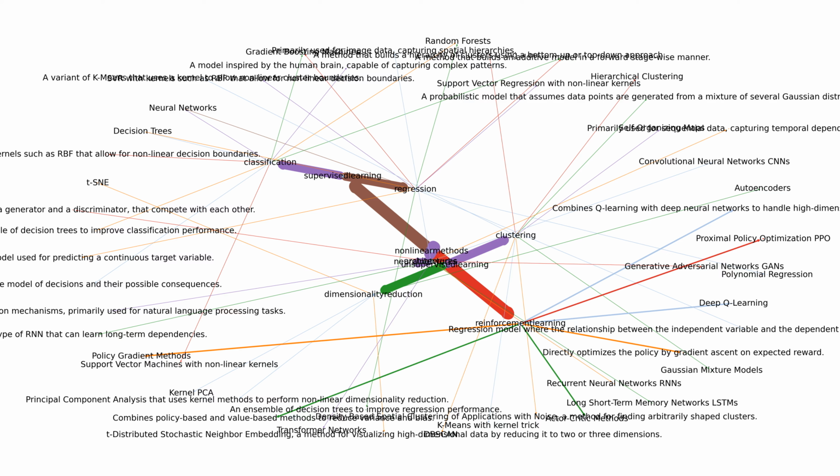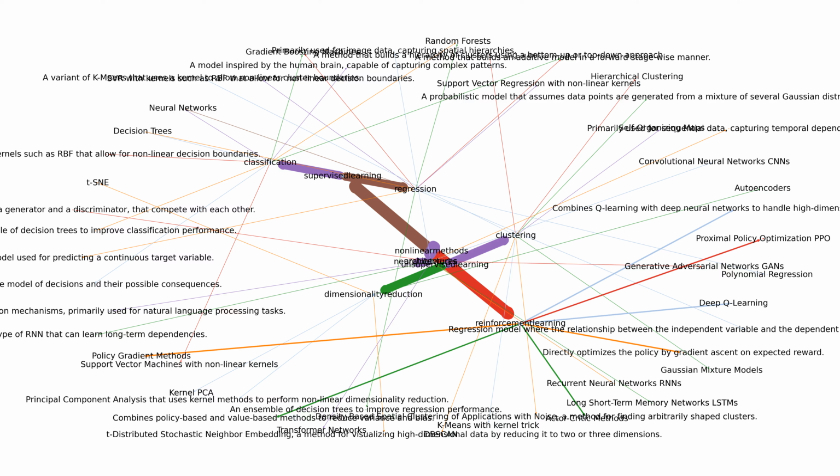Method: Kernel PCA. Description: Principal component analysis that uses kernel methods to perform nonlinear dimensionality reduction. Method: t-SNE. Description: T-distributed stochastic neighbor embedding. A method for visualizing high-dimensional data by reducing it to 2 or 3 dimensions. Method: Autoencoders. Description: Neural networks used for learning efficient codings of input data.